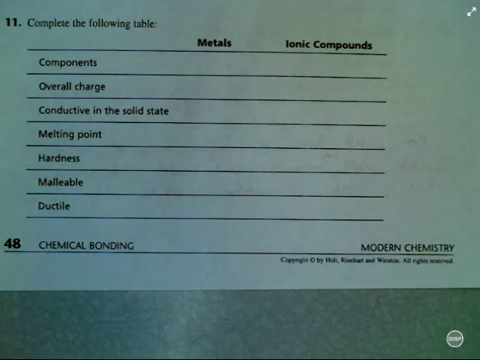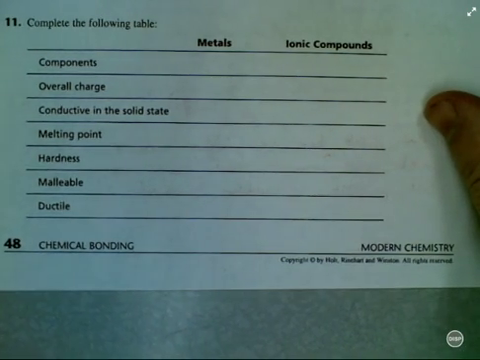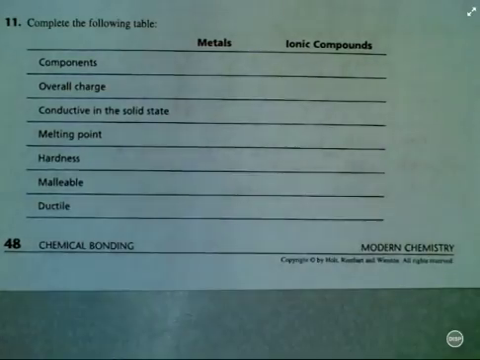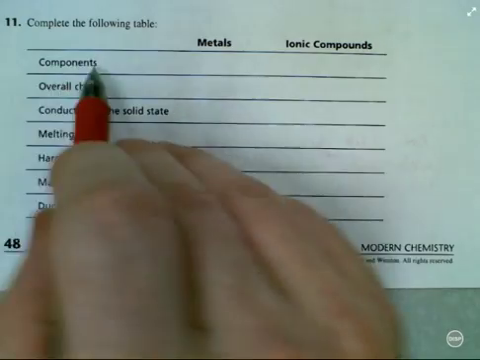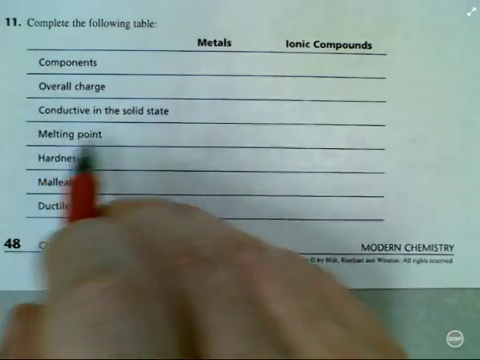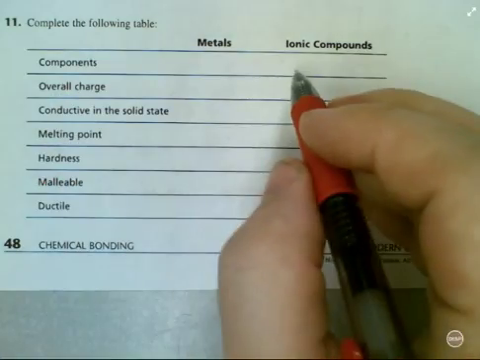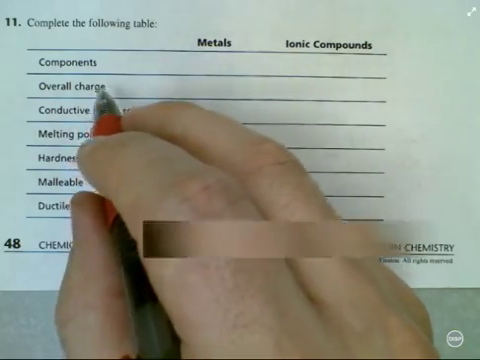Let's finish up the worksheet with number 11. It's asking us to complete the following table. Now for metals and ionic compounds, I want to describe the components. I want to describe the overall charge, and so on. So for each of these two things, I'm going to describe what it's asking for on the left.